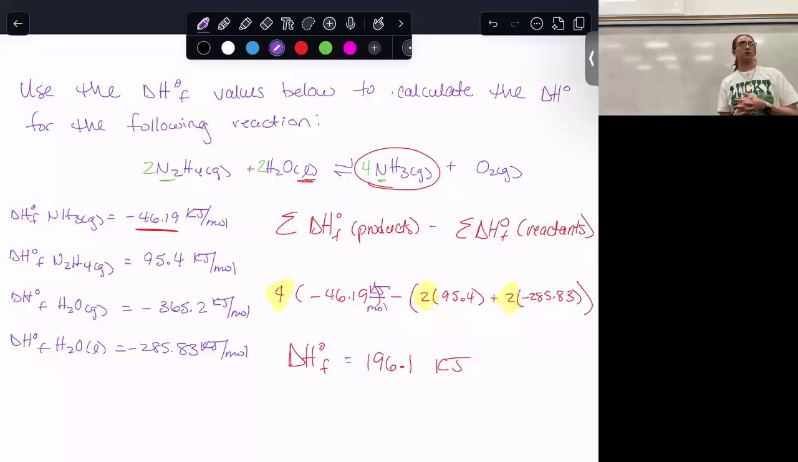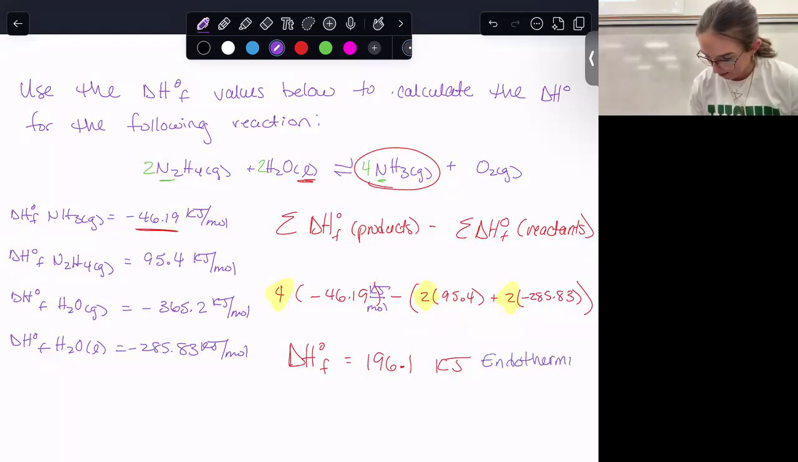Is this an endothermic or an exothermic reaction? This is an endothermic reaction. What does the world prefer? Does it prefer endo or exothermic reactions? It prefers exothermic reactions.